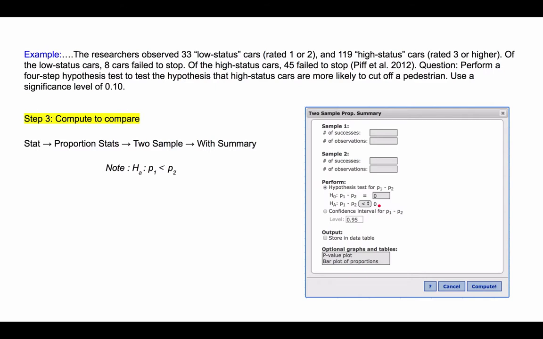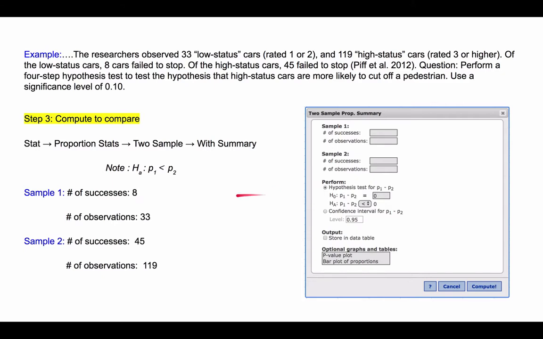So you get this equation here if you subtract P2 from both sides in our alternative hypothesis. Okay, so the rest of the boxes that you see here, we need to fill them in with number of successes, number of observations, number of successes, number of observations for samples 1 and 2. Now these numbers are 8 and 33, 45 and 119.